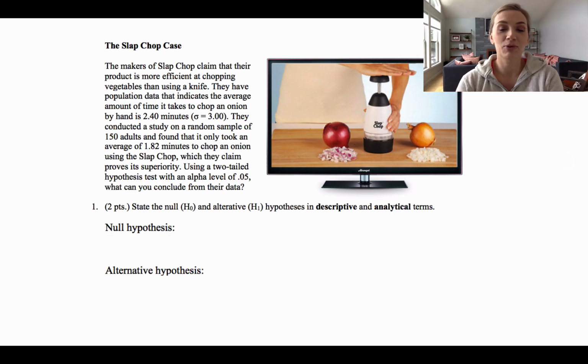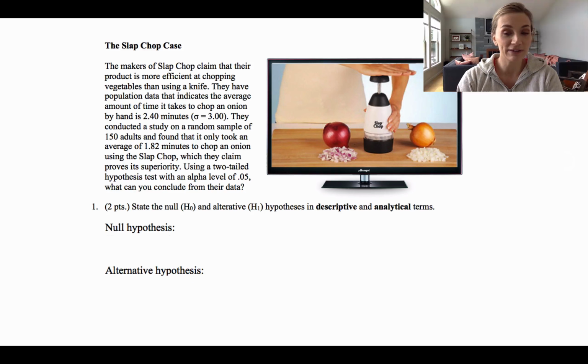Okay, so the first infomercial product we're going to be talking about is the Slap Chop. The makers of Slap Chop claim that their product is more efficient at chopping vegetables than a knife. They have population data that indicates the average amount of time it takes to chop an onion by hand with a knife is 2 minutes and 40 seconds, or 2.40 minutes, I should say, with a standard deviation of 3. They conducted a study on a random sample of 150 adults and found that it only took an average of 1.82 minutes to chop an onion using the Slap Chop, which they claim proves its superiority.